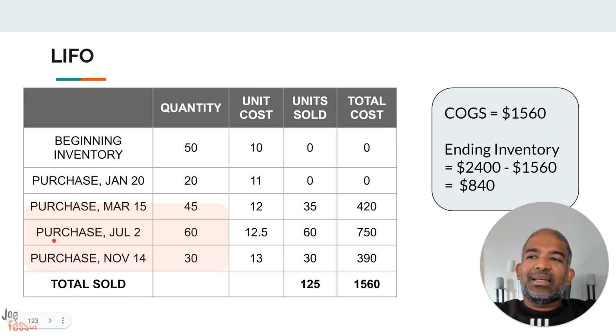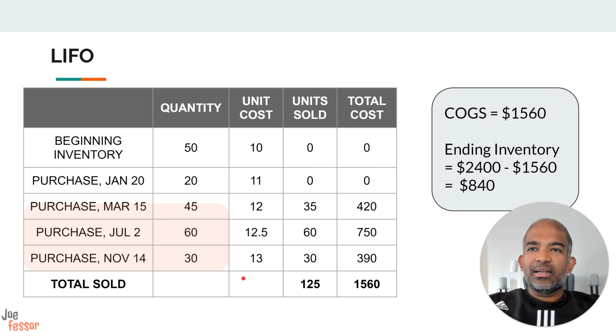So then we move on to the next earlier purchase made, which was on the 15th of March, which was a set of 45 bottles. We're going to consider only 35 out of those bottles to be sold, because that would give us a total of 125 bottles. So 35 times 12 gives you $420. Together, the cost of goods sold for those 125 units is $1,560.